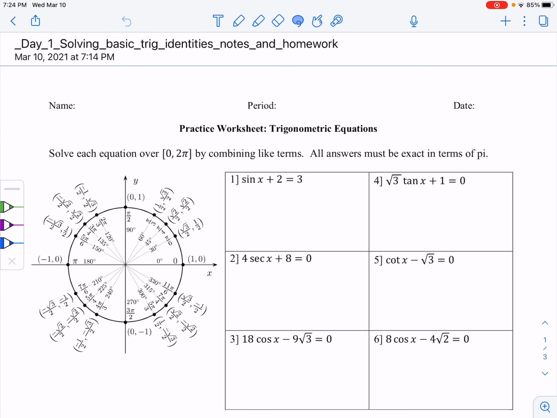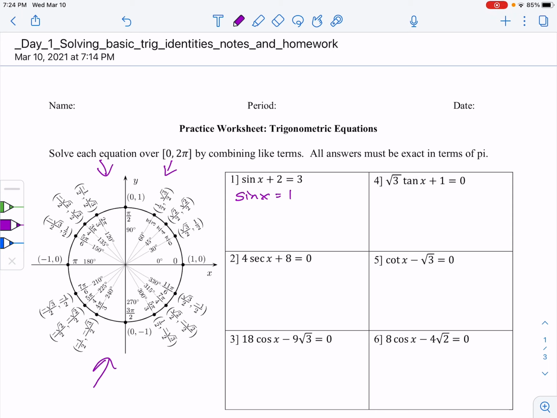Hello. Today's lesson is solving trig equations. The number one thing you need to do is know this unit circle right here by heart. You don't really want to take time out to write it on your paper. So you're solving an equation. I'm going to subtract 2 from both sides, and I get the sine of x is equal to 1.